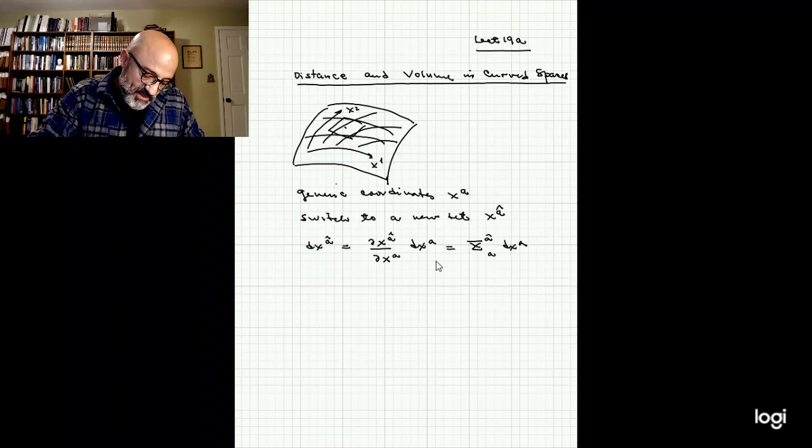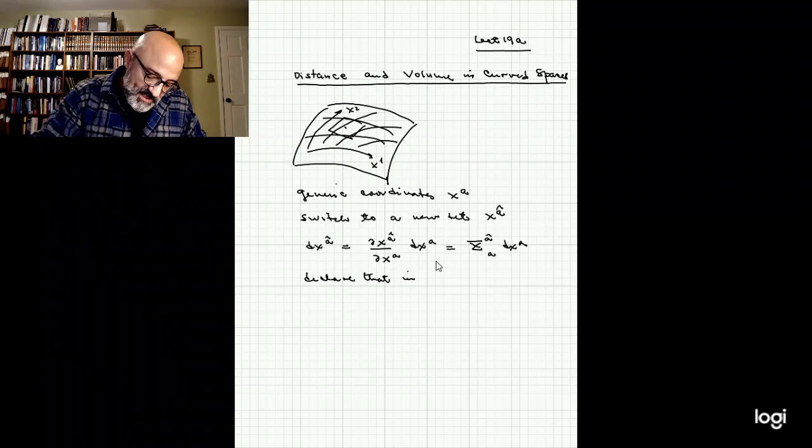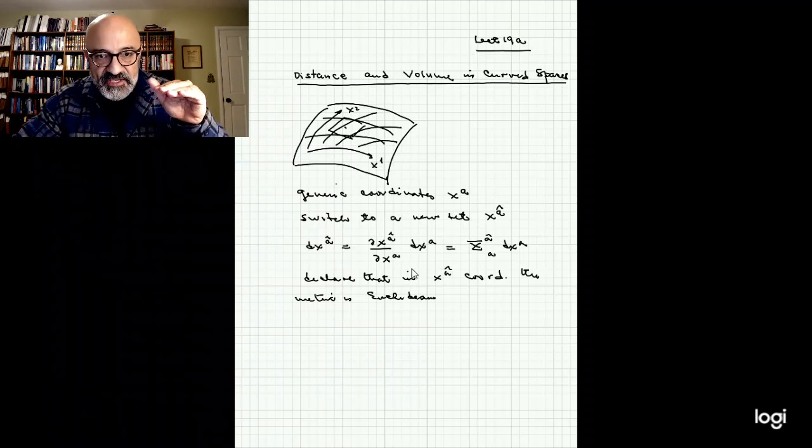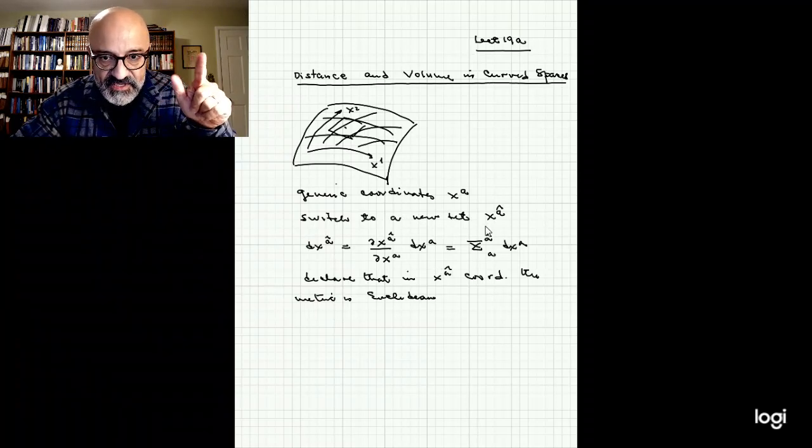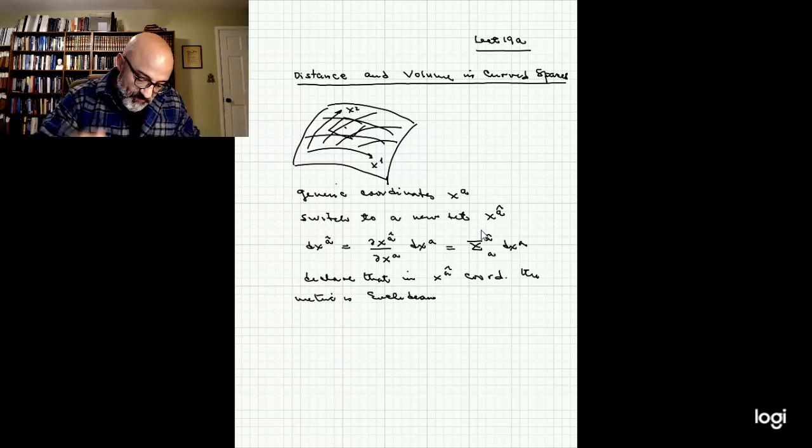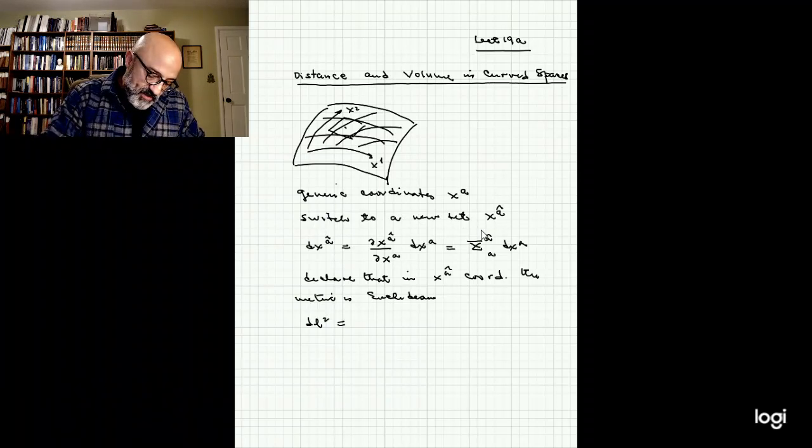So we declare that in the x-hat^a coordinates, the metric is Euclidean. I hope you appreciate that we could have switched to a different set of coordinates and declared that one Euclidean, right? If it is Euclidean, then we do have a notion of distance, which we understand, which is given by Pythagoras' theorem.